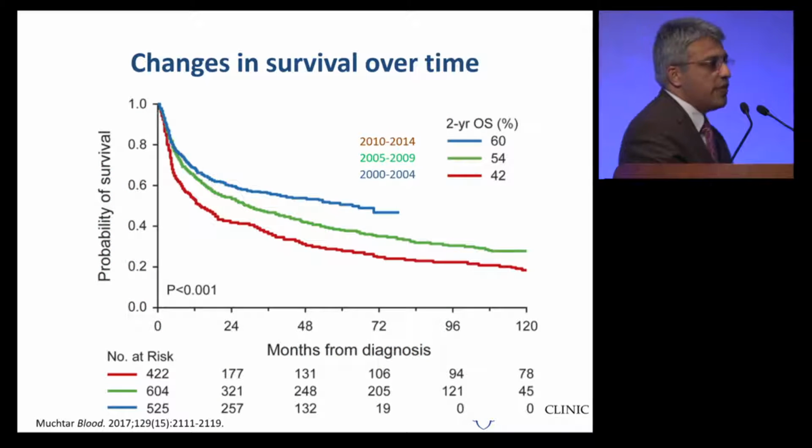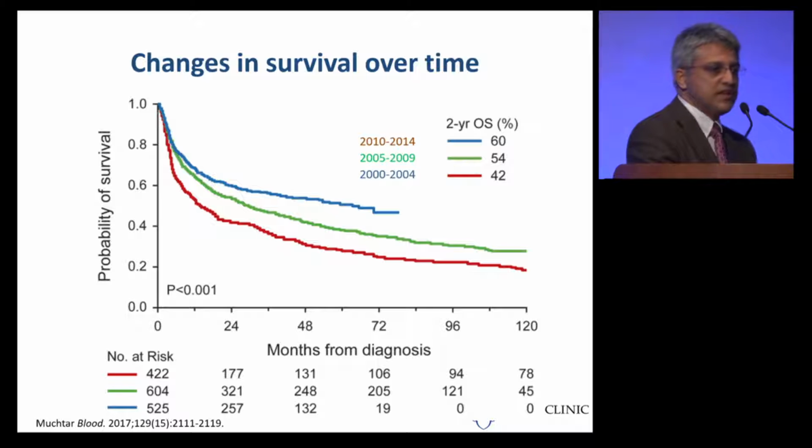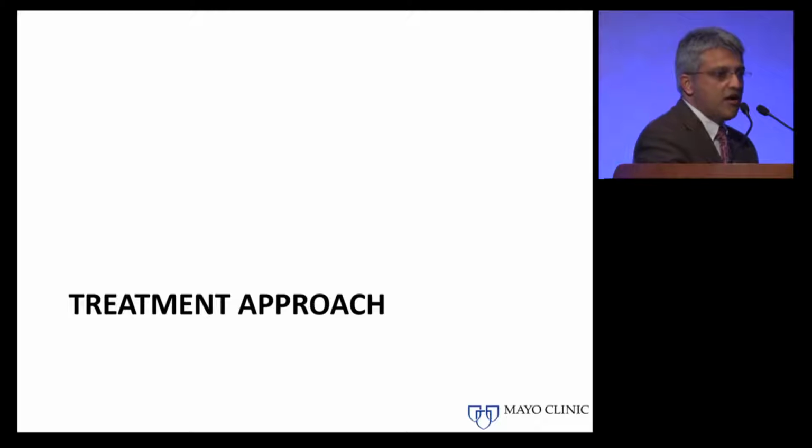Now we also know that patients with amyloidosis, just as we have seen in myeloma, there have been substantial improvement in their survival over time. So this is a very recent publication from our group, again showing that the patients diagnosed in the most recent 5 years have a much better 2-year overall survival, 60% compared to 42% for the patients seen about 10-15 years ago. So clearly the different treatments are making a difference for these patients.